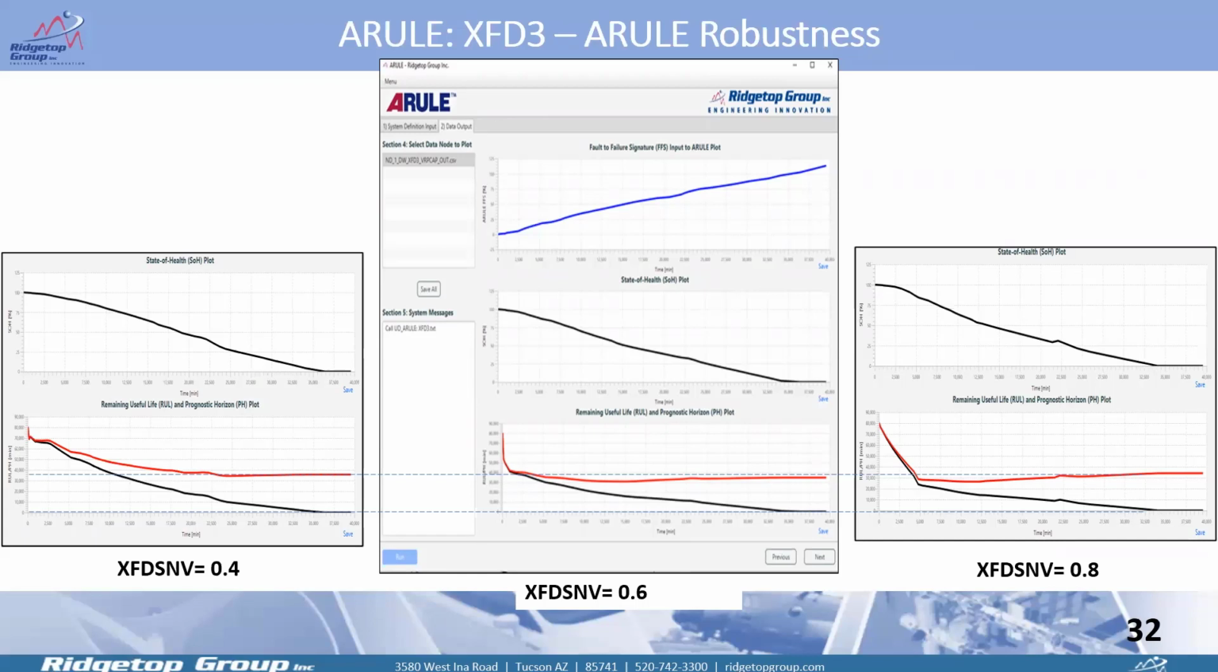What we did was we ran a series of experiments where we said, okay, I'm going to take the same input data and we're going to change the power. In this case here, the power is 0.4, 0.6, and 0.8. You can see that every one of those values produced reasonable estimates of state of health, prognostic horizon, remaining useful life. So that shows the robustness of our engine. You don't have to be exact.